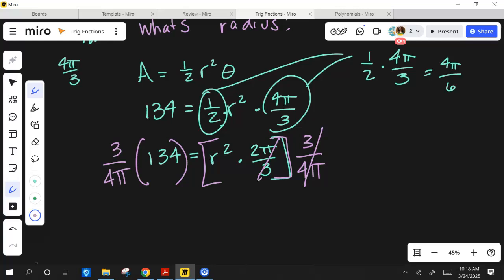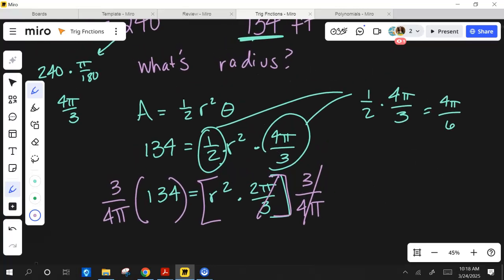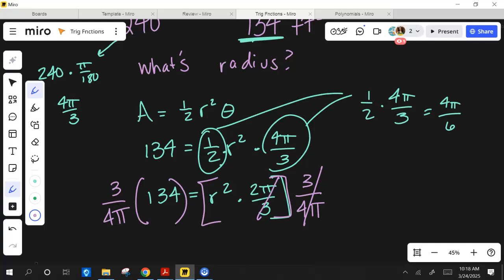Okay, everybody stop. Where are we? Where am I losing you? You multiply by 3/4 pi, and then you multiply by 2. That's fine. I flipped that fraction over so I could get rid of it.